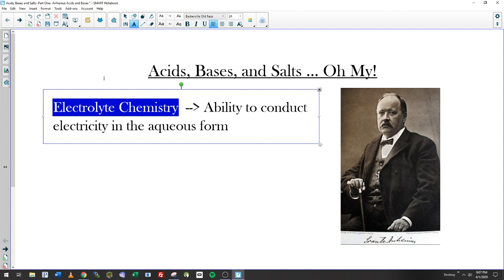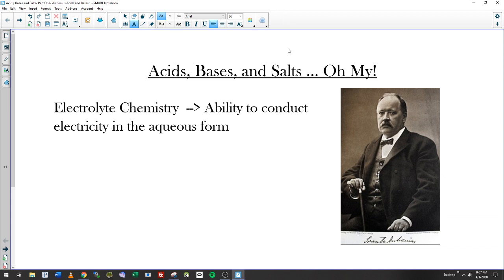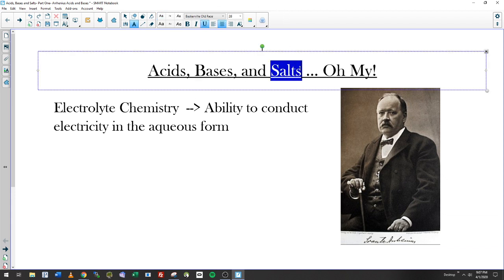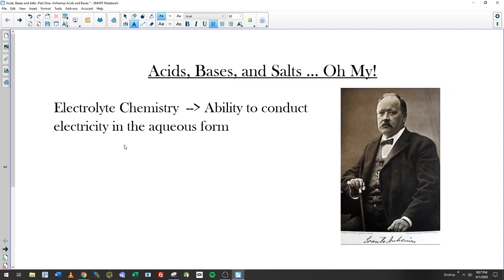But electrolyte chemistry is something we talk about in this class because it does not just involve salts. In this class, we're going to dive a little deeper and talk about acids and bases, which also fit the category of electrolytes. In this lecture today, I want to talk to you about what it actually means to be an electrolyte.